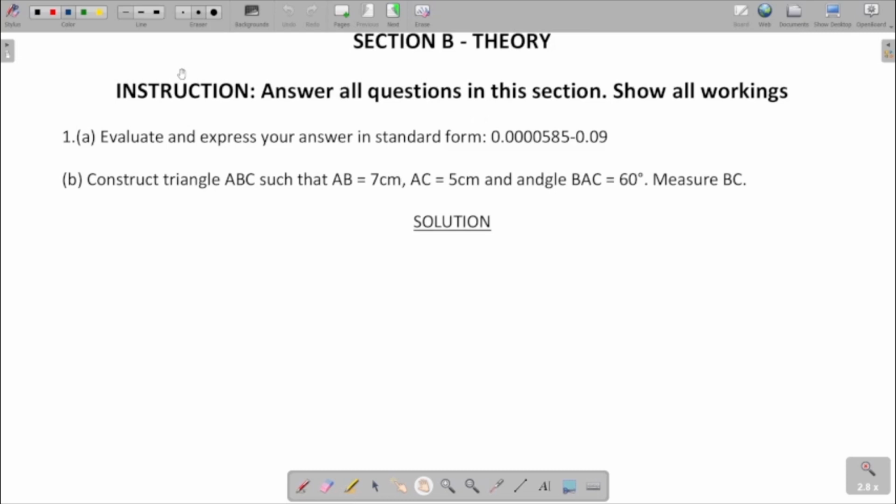0.0000585 divided, not minus, divided by 0.09. So this one is talking about standard form. The way to solve this is that we need to first convert both values given to standard form, because we have to express our answer in standard form.